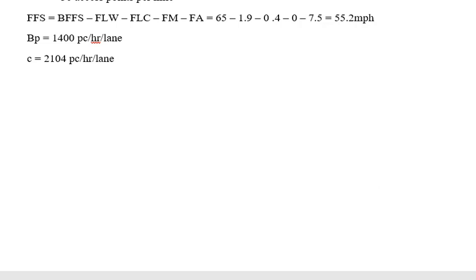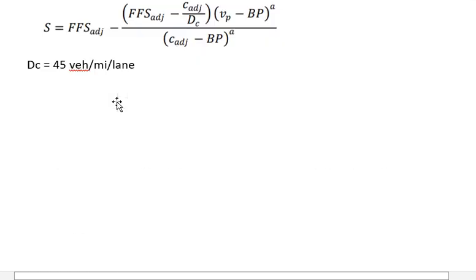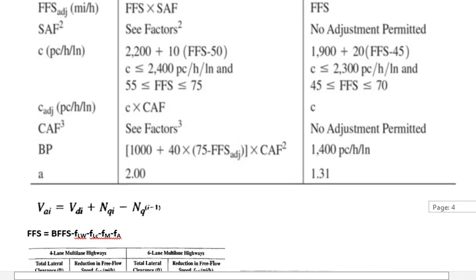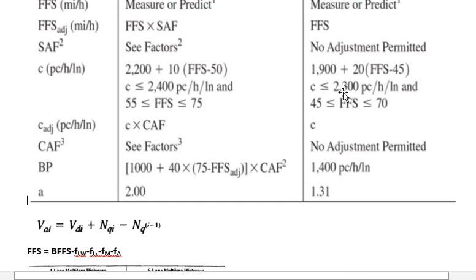Now I will use the same approach which I used earlier, and I will calculate some more speeds, assuming the VP between the breakpoint and the capacity. The equation needs A, and the value of A is different for freeways and multi-lane highways. Otherwise, I could have used the same value. And one more note: the capacity of a multi-lane highway should not be more than 2,300. Ours is 2,100 something, which is fine.